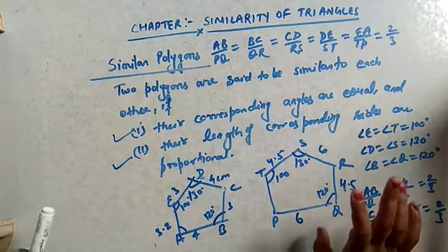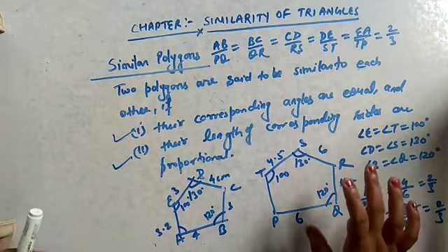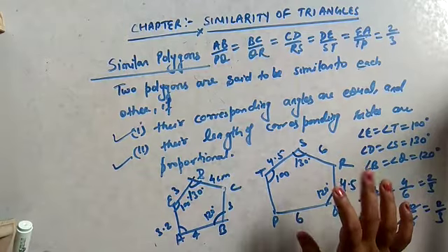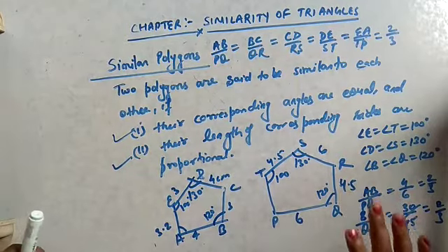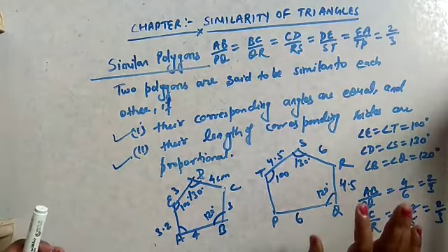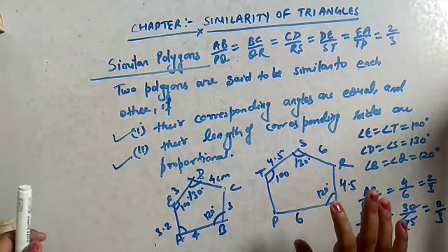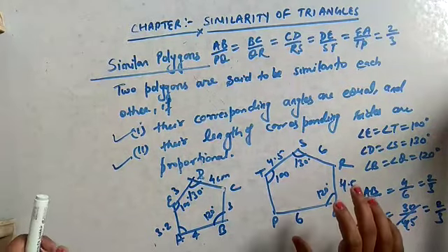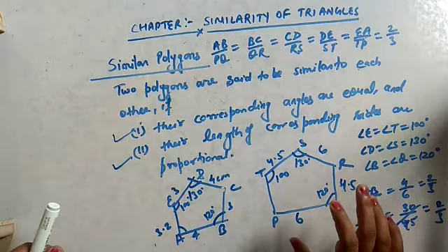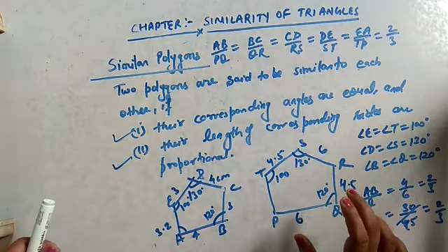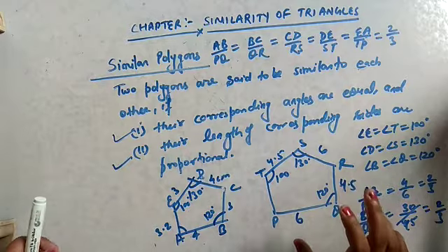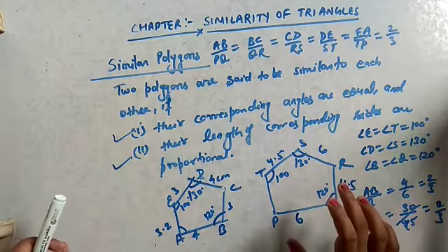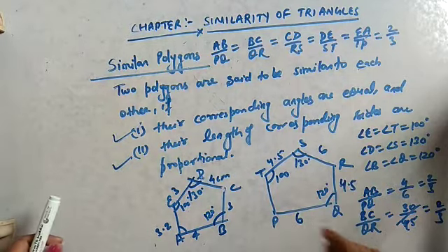So dear student, whenever you have to check whether two polygons are similar or not, first you check whether their sides are in equal ratio or not and their angles are equal to each other or not. So I hope this introduction of similarity is clear to you all. Now in the next video we will discuss the different criteria and the theorems based on similarity of triangles. Thank you.